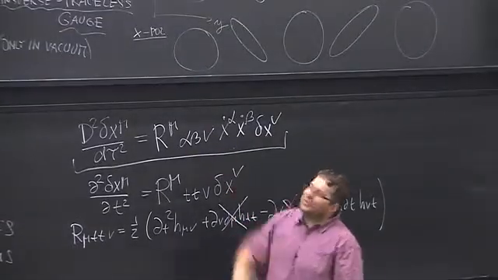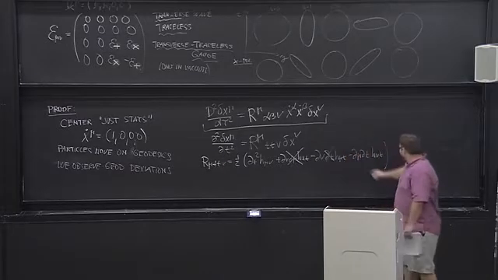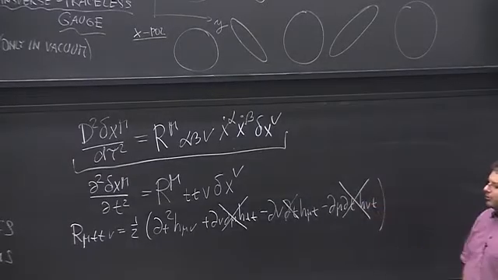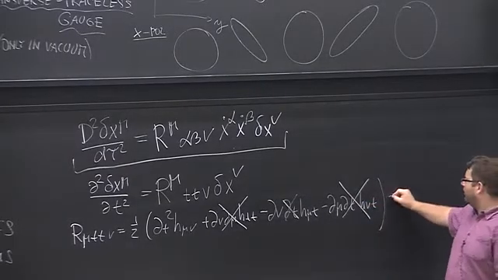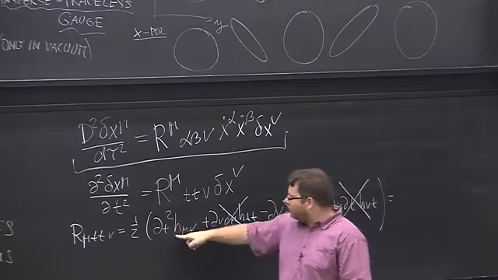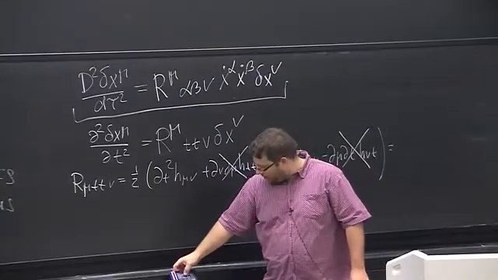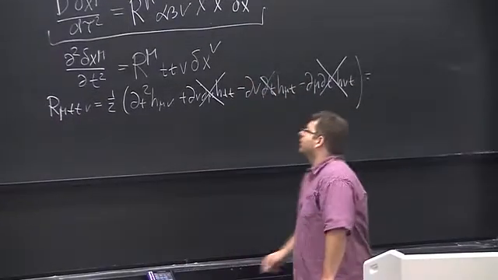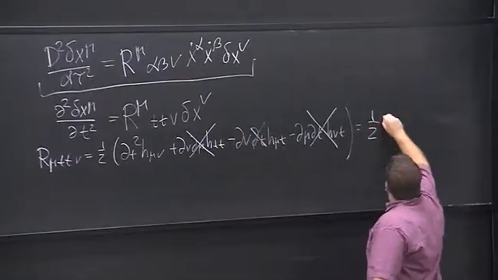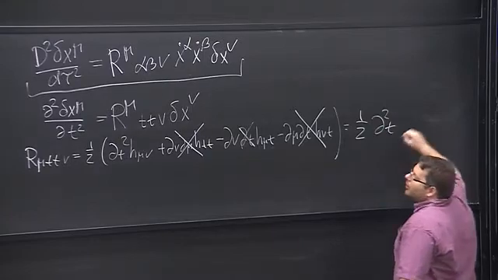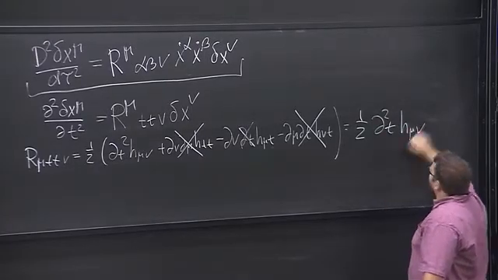See, there is no h_{μt}, right? So this term is not there, and there's no h_{νt}. So all there is is this 1/2, and then two derivatives of h_{μν}. But of course, h_{μν} will have only y and z components. So this is 1/2 d² over dt² h_{μν}.